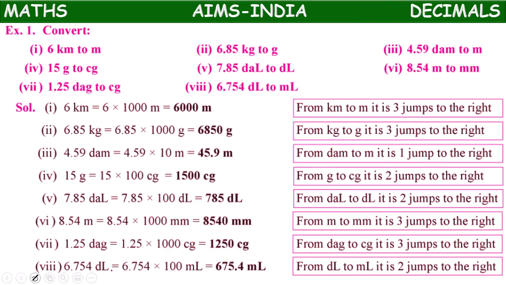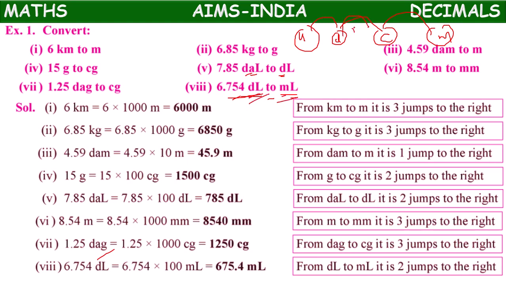Next, 6.754 deciliter. DL means deciliter. Deca means DA. Small d alone means deci. So deciliter to milliliter. So we have unit here. After unit, deci. After deci, centi. After centi, milli. They are asking to change from deci to milli.